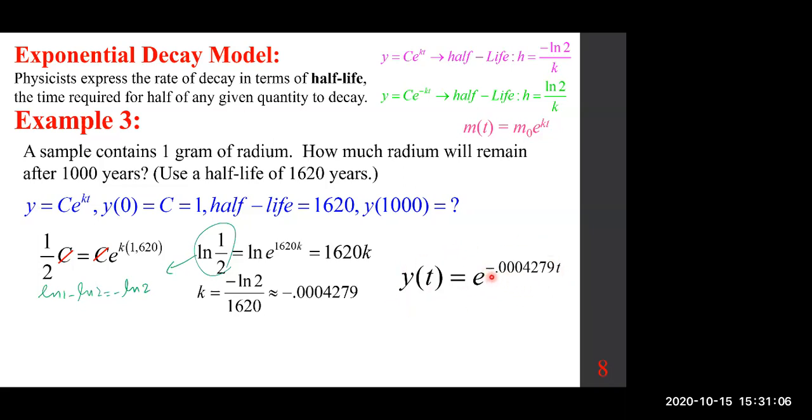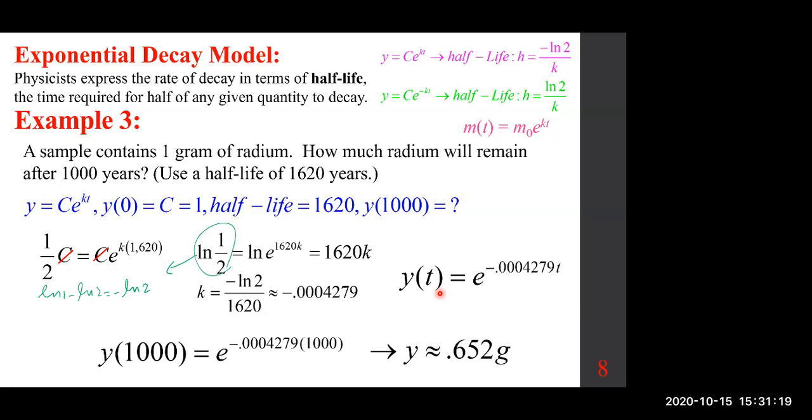So what do you want? y of 1000. Everybody replace this t with 1000 and observe. It's a simple case, and that's your final answer. So this is what we get.